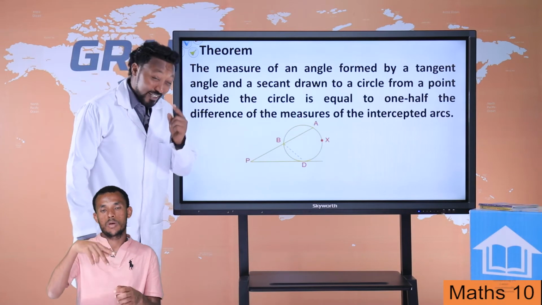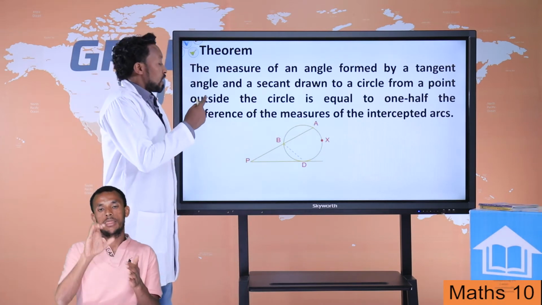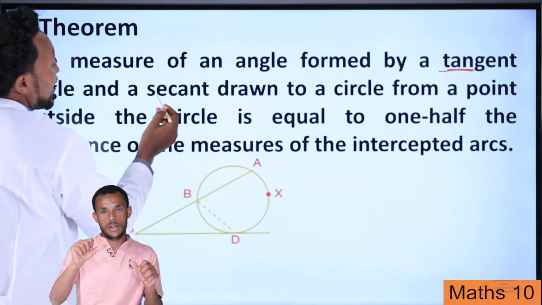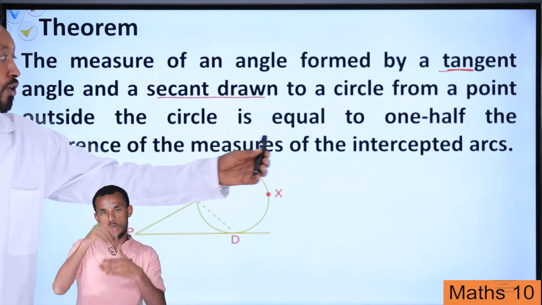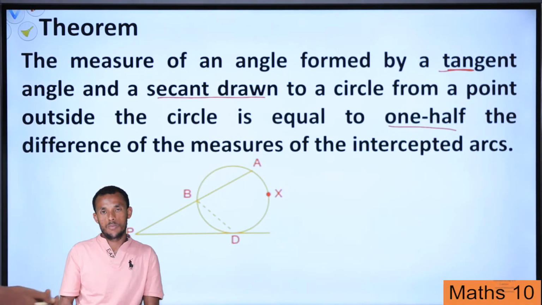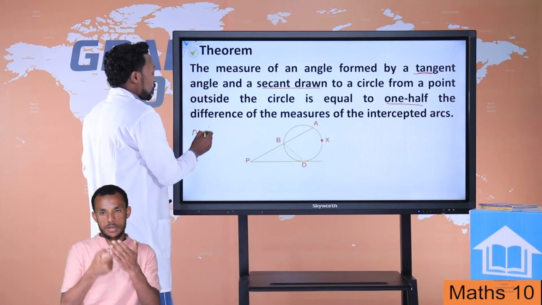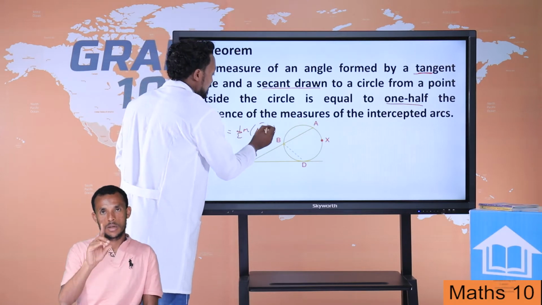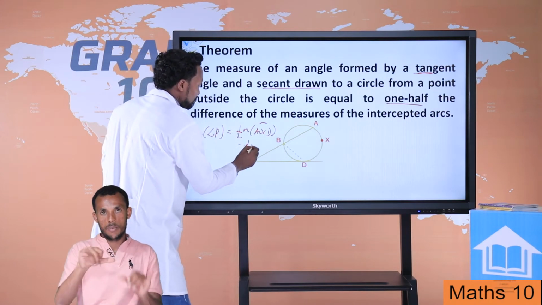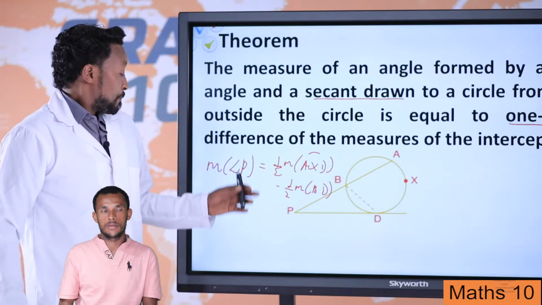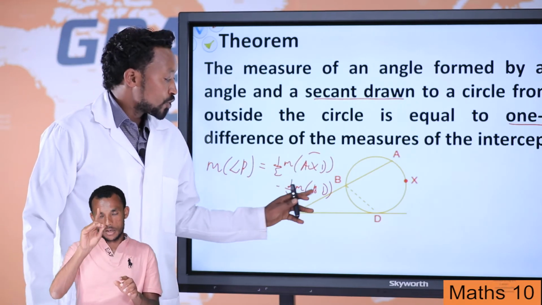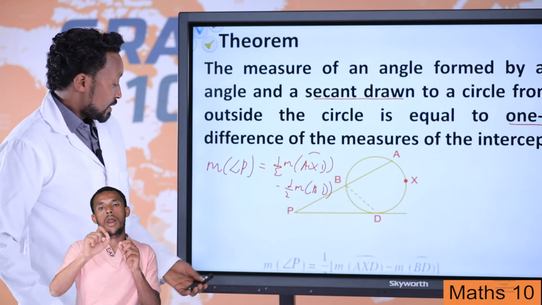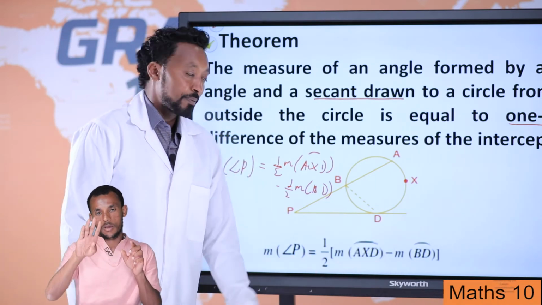The next theorem: here, one tangent line and one secant line are connected outside a circle. The measure of an angle formed by a tangent line and a secant line drawn to a circle from outside the circle is equal to one half the difference of the measures of the intercepted arcs. This means the measure of angle P is equal to half of the measure of arc AXD minus half of the measure of arc BD. This is the idea.